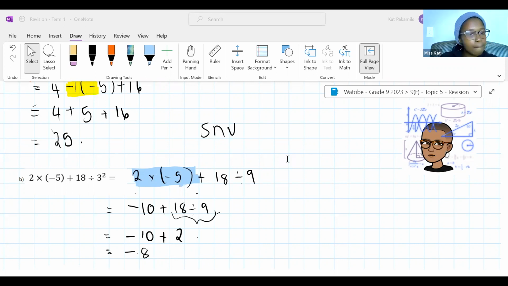Ma'am, I just wanted to find out, if I'm in a test, will they mark me wrong if I don't do the part where it says 2 times bracket minus 5 and I don't get the answer? The answer is minus 10, right? But when I was doing this sum, I just went straight to the answer. So I wanted to find out, will they penalize me for not writing the entire thing? You mean writing step by step?